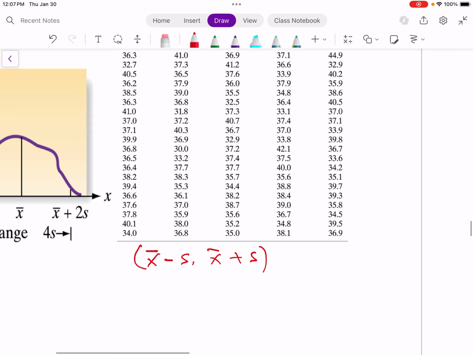And as in your class activity, we can rewrite this as x bar plus or minus s. Do not get confused, these two are the same thing.